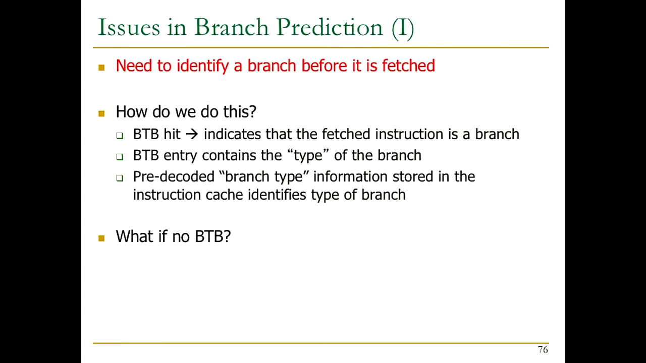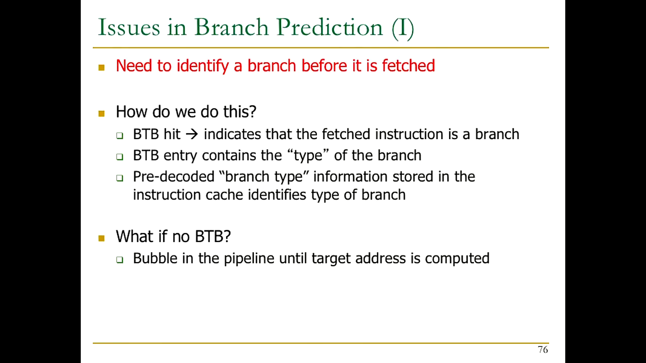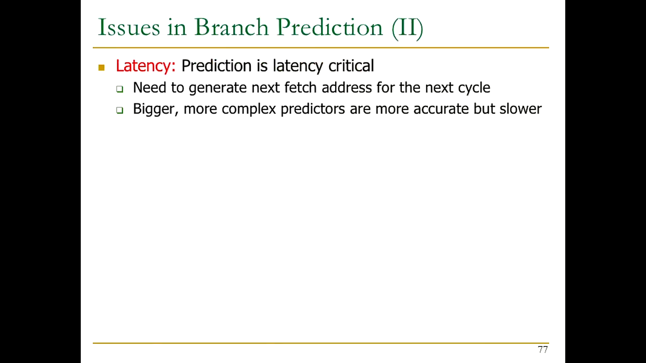What if you don't have a BTB? I don't think I would recommend this, but this exists also. Essentially, you have a bubble in the pipeline until the target address is computed. IBM Power4 actually had this. I think they fixed it in future IBM Powers. But basically, they had a single bubble every time you have a taken branch.